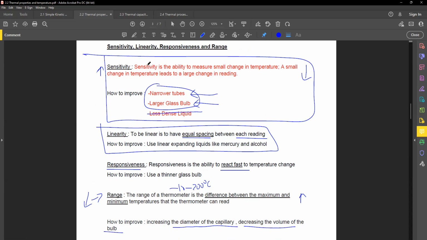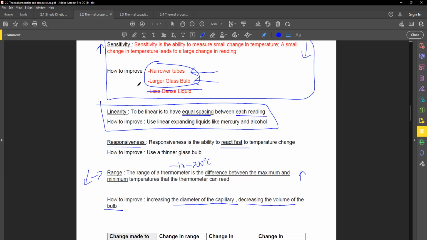Among all the past year papers that I've seen, I think sensitivity is the fan favorite, or at least the examiner's favorite. That's why every year you can see them testing your understanding on this sensitivity. So yeah, you must know this. Very important. Okay.